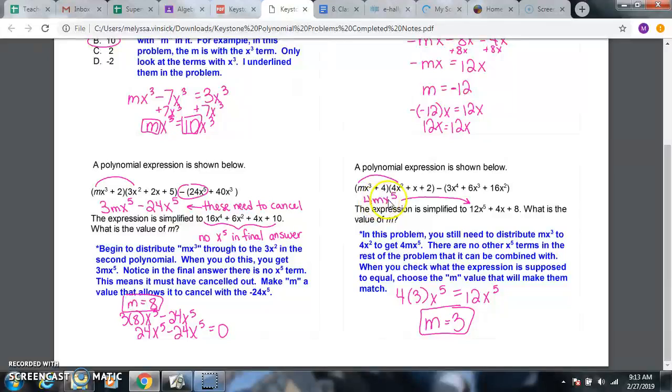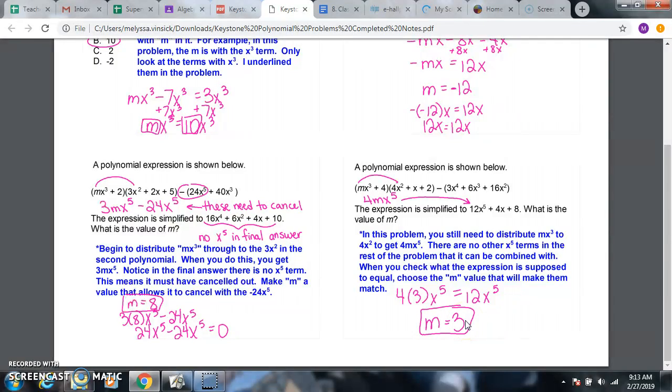But somehow in the answer, it has to turn into a 12x to the 5th. Okay? So I'm not combining with anything to turn into that 12x to the 5th. I just have to figure out what m has to be. Okay? So this 4m x to the 5th has to equal 12x to the 5th in the final answer. The only way for that to happen is if m equals 3.